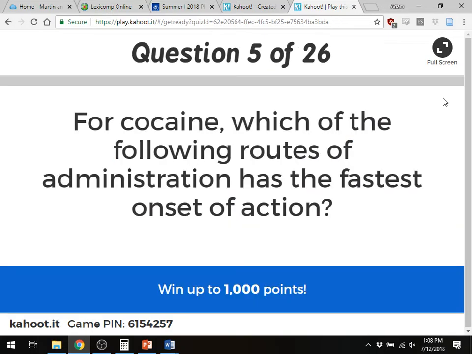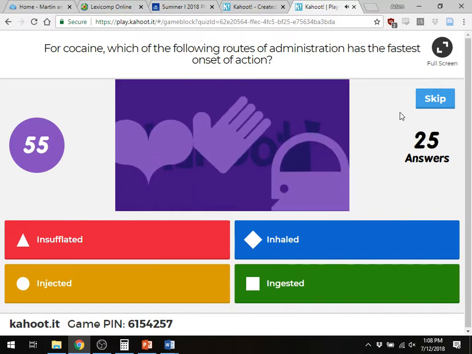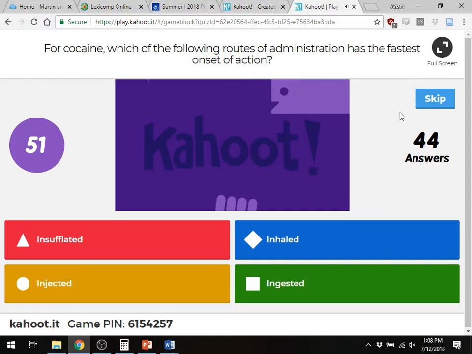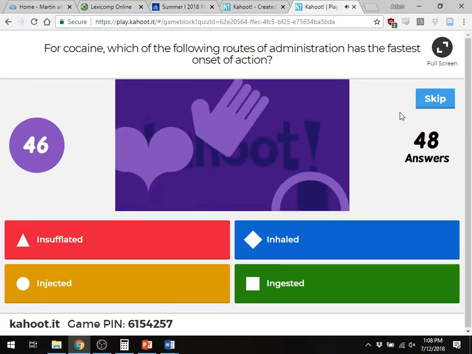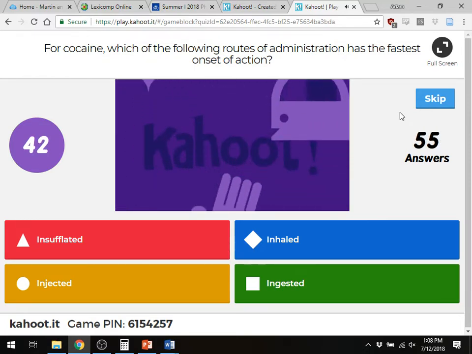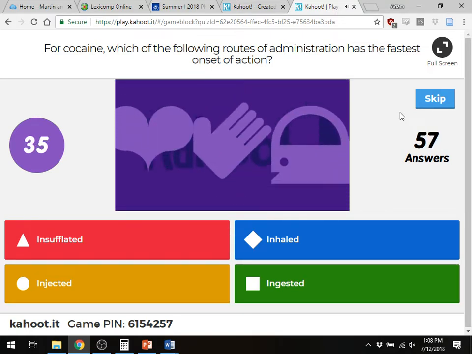All right. For cocaine, which of the following routes of administration has the fastest onset of action? I think we talked about this one briefly. Is it insufflation, inhalation, injection, or ingestion? You know what insufflation is? Snorting. So again, this goes back to the routes of administration. Where is the drug going? Where is it being absorbed from? And then where does it go for its site of action?